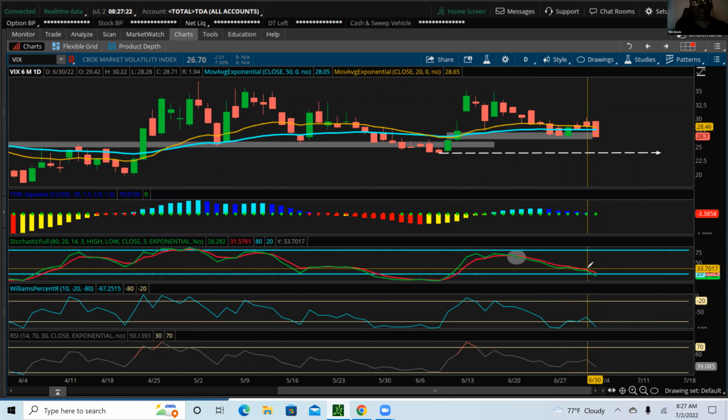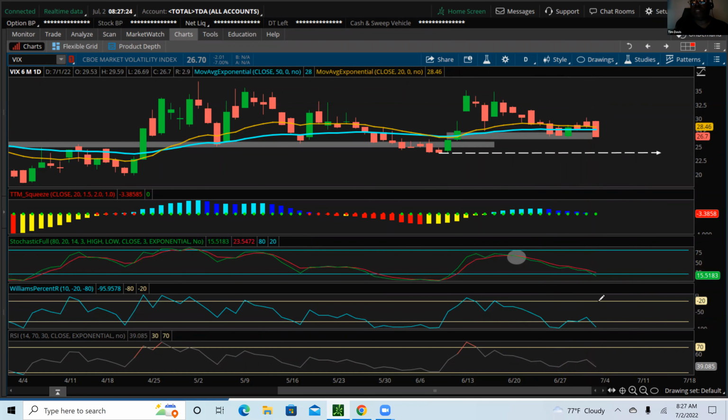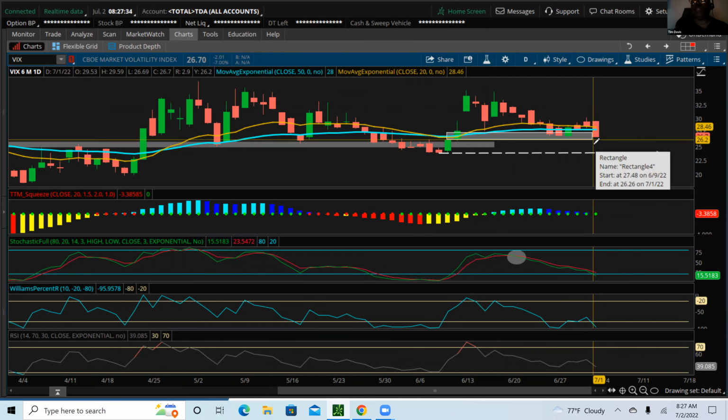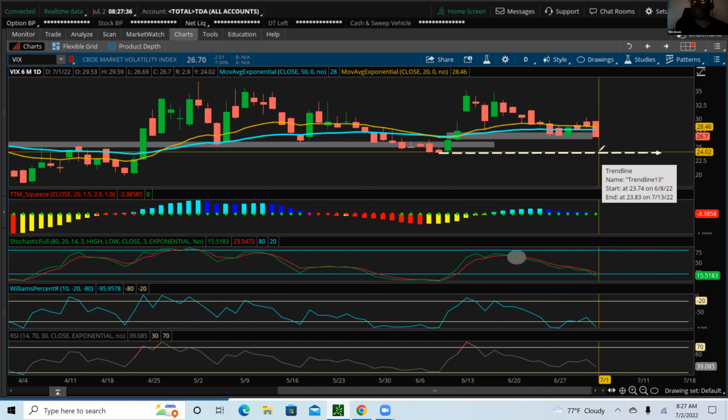And look at the oscillators down below. They're still not turned positive yet. So that was a sign that the VIX will probably continue to pull back. So now we got some zones to pay attention to. The zone that we're in now, which is just above 26, and then this lower trend line, which is around 24.